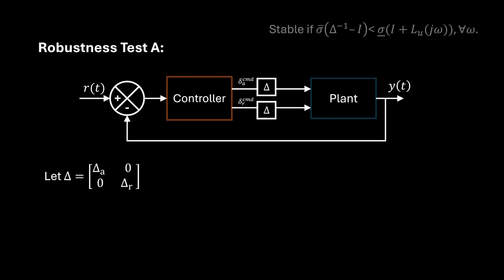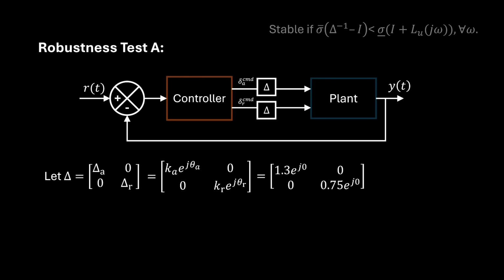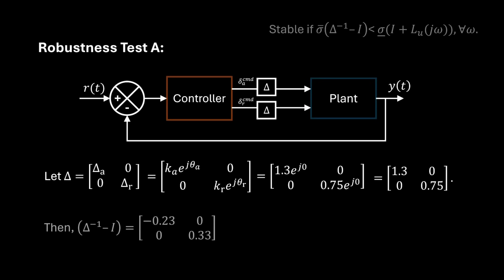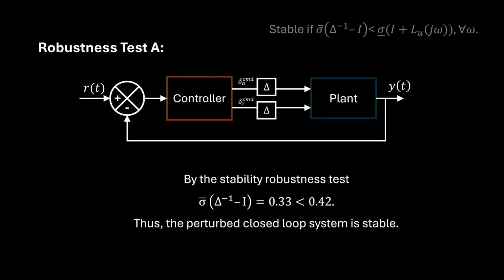Let's do an initial test that increases the effectiveness of the aileron by 30% and decreases the effectiveness of the rudder by 25%. The matrix becomes 1.3 and 0.75 on the diagonal. Is this system guaranteed closed-loop stable? Let's check. Here's the left-hand side of the stability robustness test. Its maximum singular value is 0.33. Since 0.33 is less than 0.42, we can conclude the system is closed-loop stable.